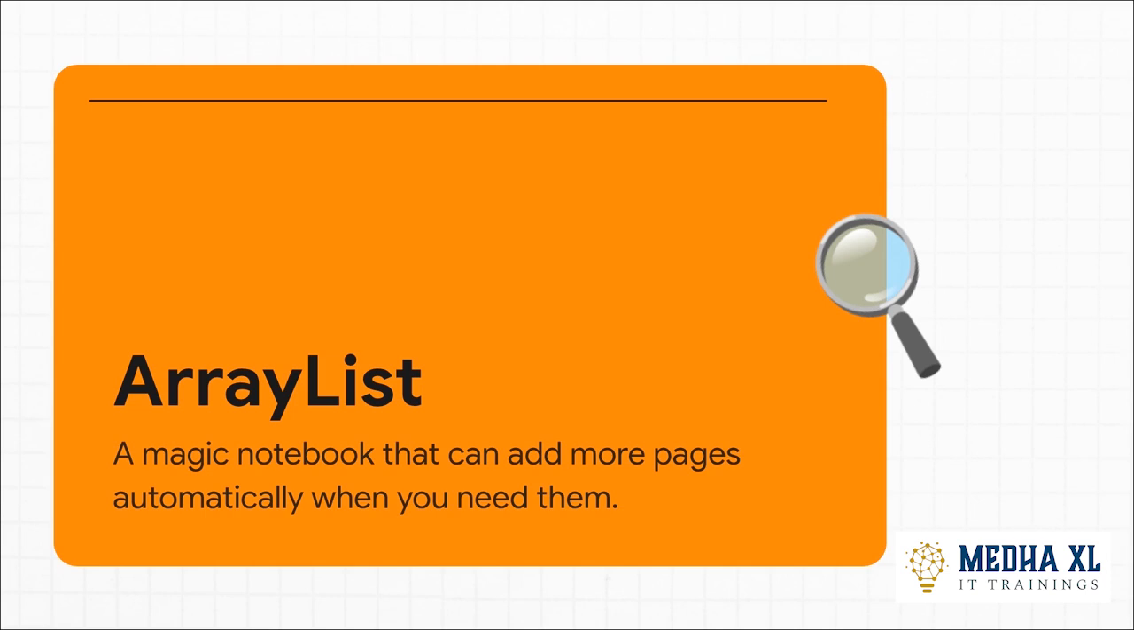And the best way to picture it is like a magic notebook. You start writing down your items, and just when you think you're going to run out of space, poof, the notebook just magically adds more pages for you. It's super efficient for most of your day-to-day coding tasks.